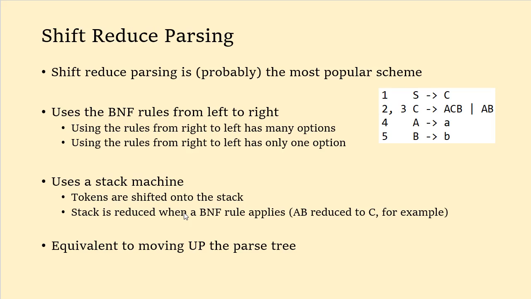There's a particular author that has a good example of this, and I've given the link to the text at the end of the notes here. But it's called shift-reduce parsing. Sometimes it's called LR parsing, left to right parsing, because we're taking the strings left to right. So this is a very common scheme. We use the rules left to right, the tokens are shifted onto the stack, and every time we can use a rule backwards, we reduce, and we're moving up the parse tree.